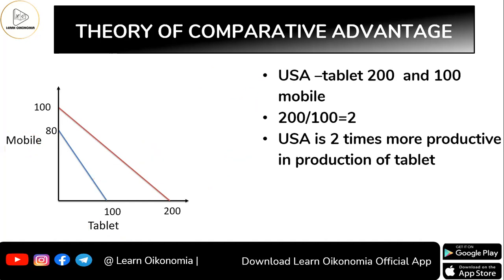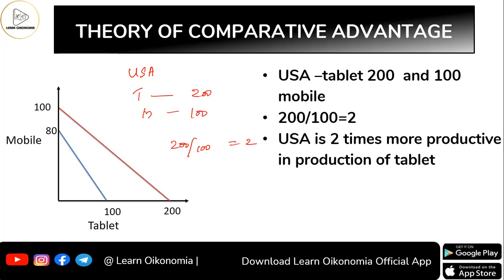Again, just take the case of the USA scenario only. Going for tablet, it is 200, and for mobile phone, it is 100, right? So you just consider 200 divided by 100. What does it mean? 2. So USA is here 2 times more productive in the production of tablet. So we are using the same figure here.